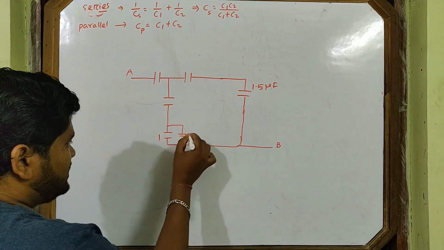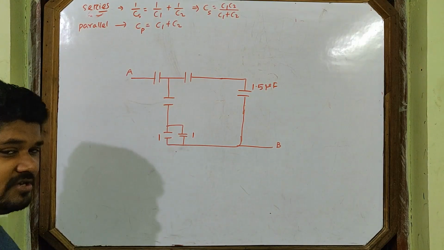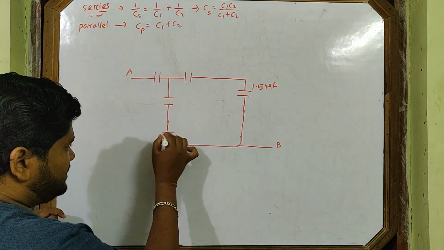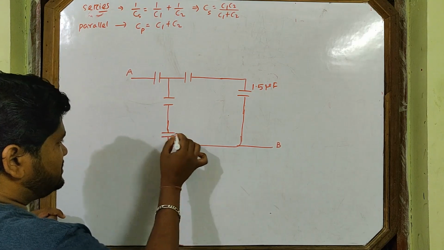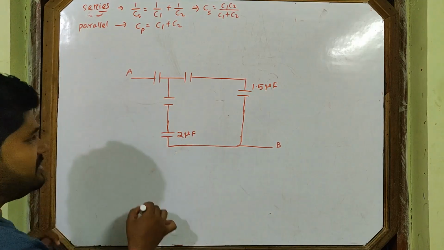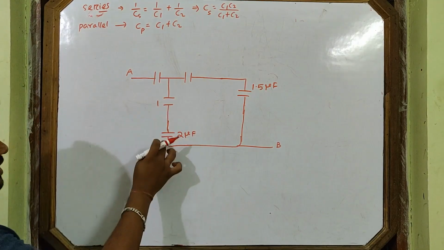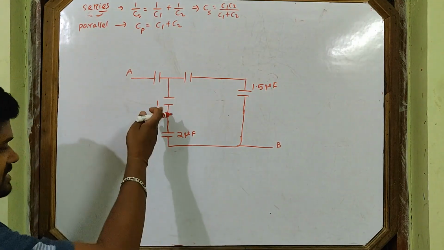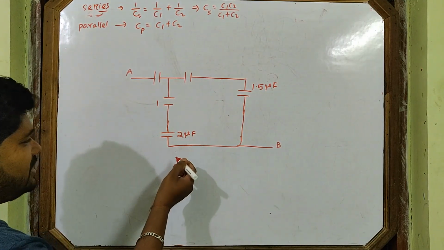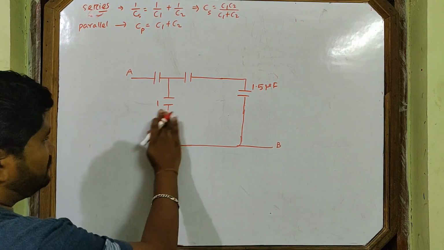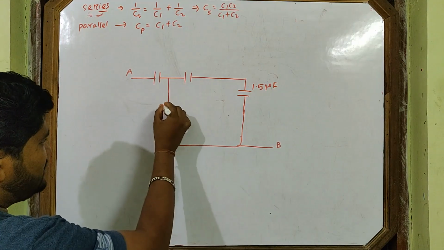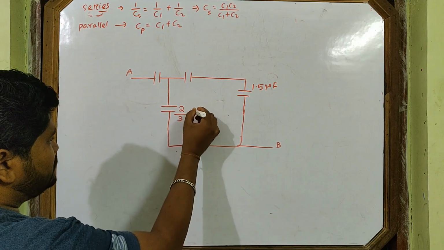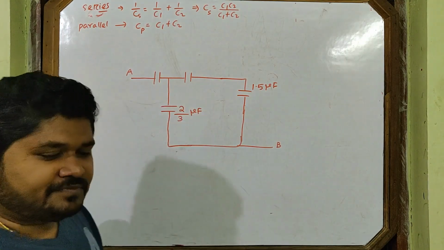Now come to this part. This is 1, and there is also a parallel connection. You erase this and in place of them you replace one capacitor. What is the capacitance? 1 plus 1, 2 microfarad. Then 1 and 2, how are they connected? In series. If they are in series, you do 1 into 2 by 1 plus 2. So in place of them you place one capacitor: 2 by 3 microfarad.